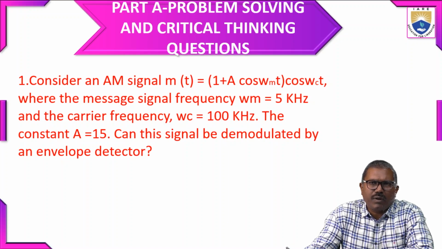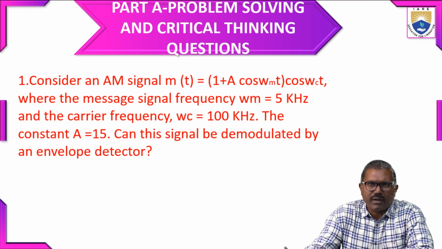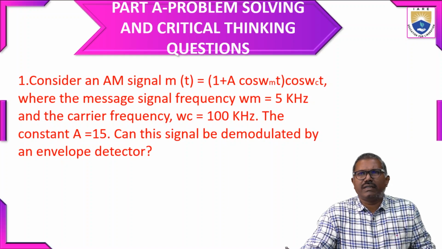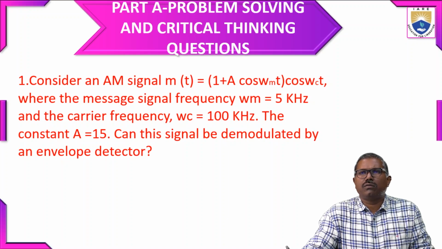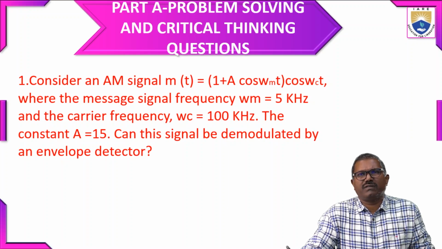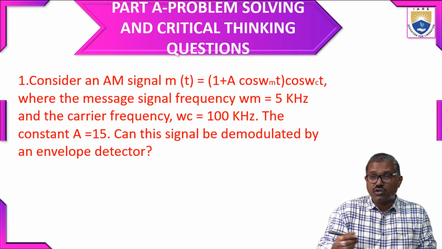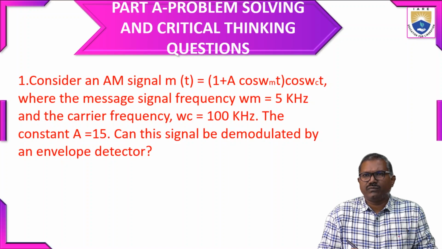In this problem, they gave m of t is equal to 1 plus a cos omega m t into cos omega c t. So they gave an AM signal. Regarding the AM signal, we are going to find the message signal frequency and carrier frequency, but they are directly given. So first you substitute the values given in that signal.